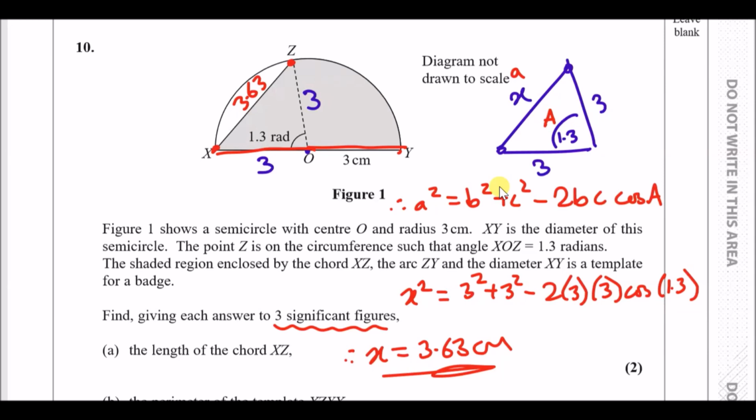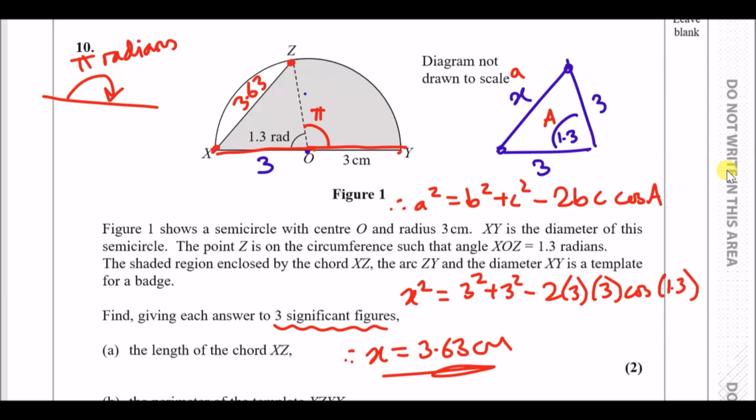So let's pull out this shape for a second. One thing to notice is that we don't have an angle here. To work out an angle on a straight line, we know from degrees that all angles on a straight line must add up to 180 degrees. When it comes to radians, all angles on a straight line must add up to pi radians. Remember pi equals 180 degrees. So if this is 1.3, then this value here will be pi minus 1.3.